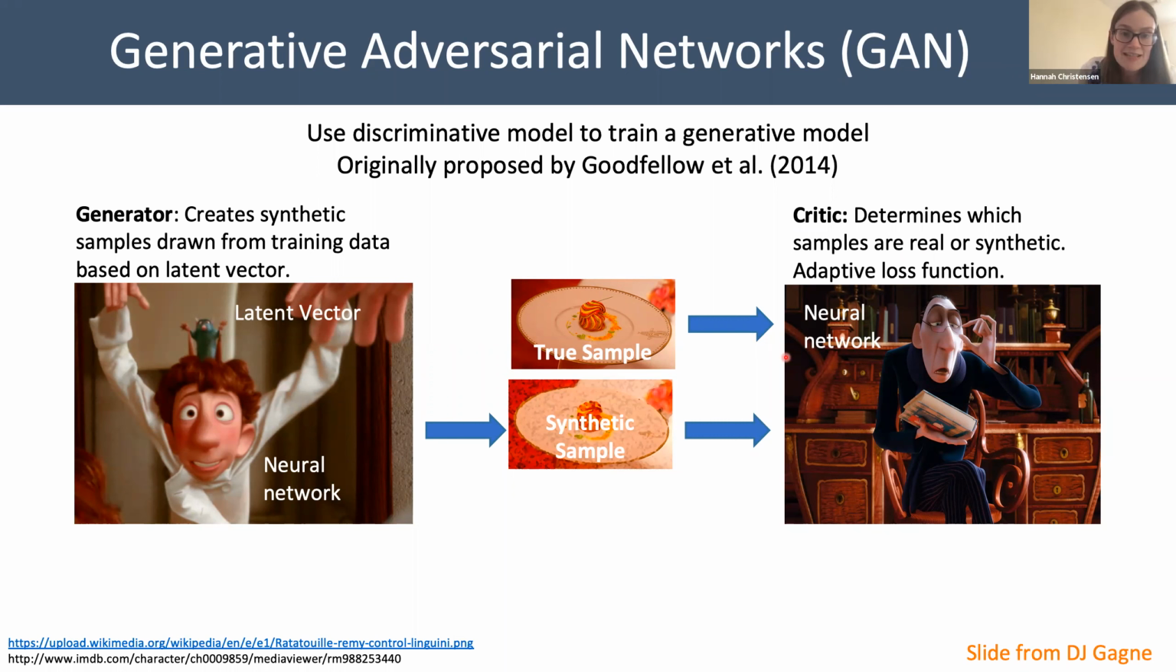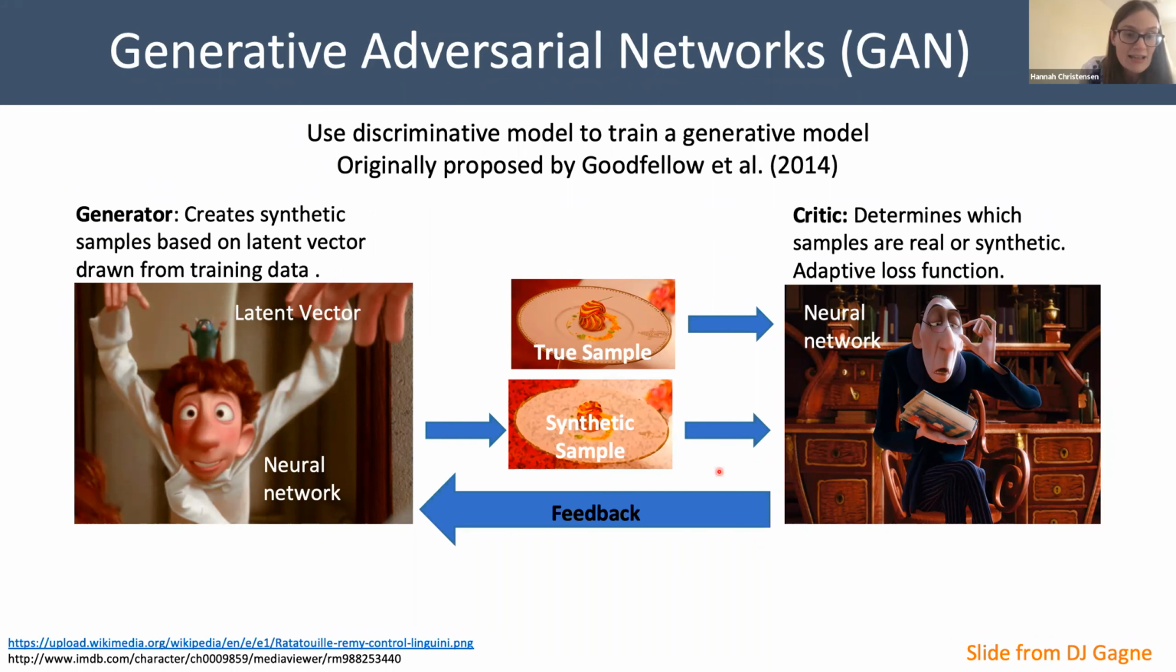And it feeds the features which it used to make its prediction. It then feeds back to the original generator through a standard backpropagation method. But in this way, the critic is acting as an adaptive loss function. So it's learning which features are able to help it identify true from synthetic samples.